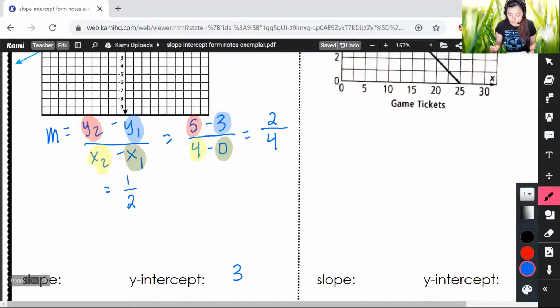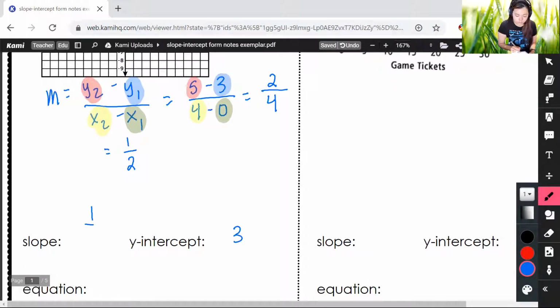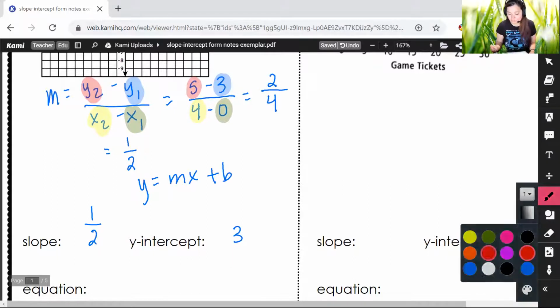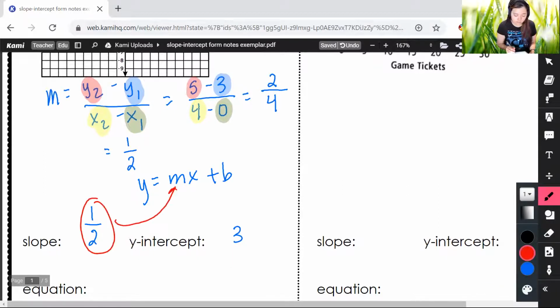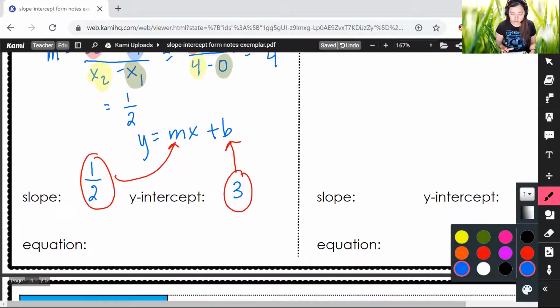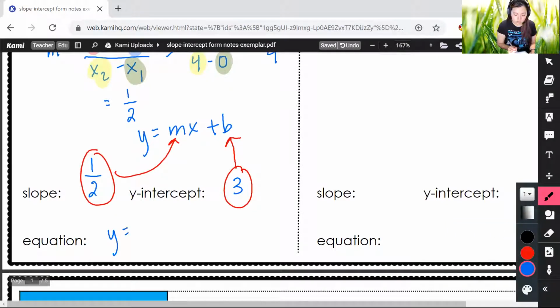Now we know our slope is 1/2 and our y-intercept is 3. Our equation is supposed to be y equals mx plus b. Well, this is m, so it's going to go right there. And this is b, so that's going to go right there. So all we have to do is replace the m and the b with the numbers that we got. So our equation is going to be y equals 1/2 x plus 3.